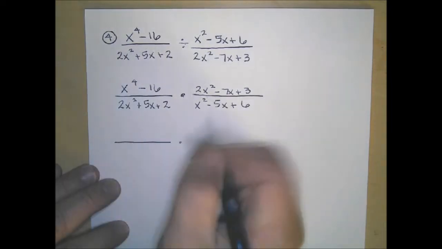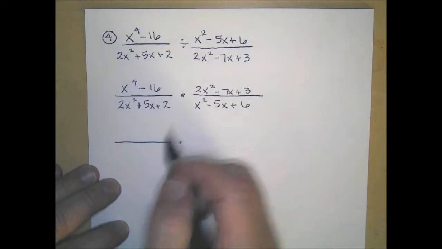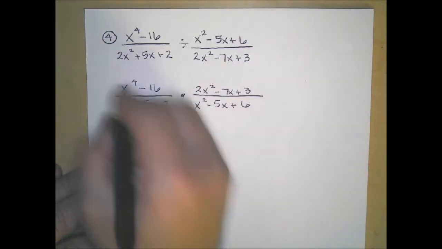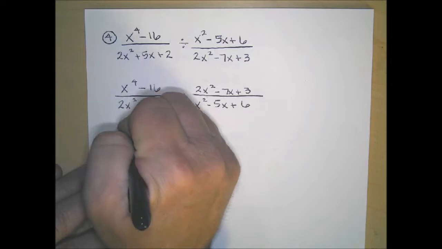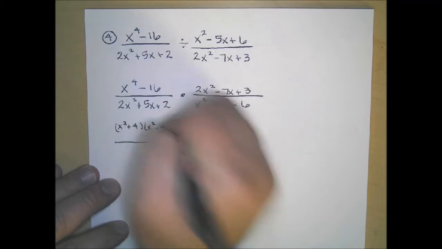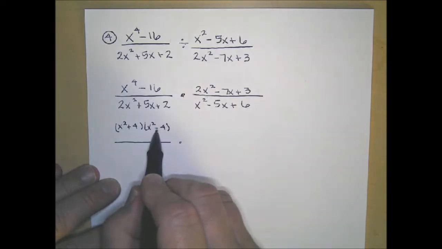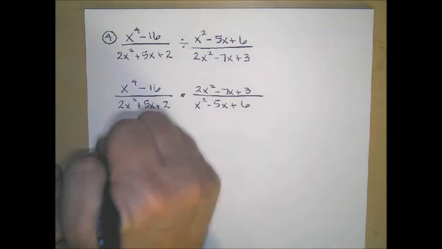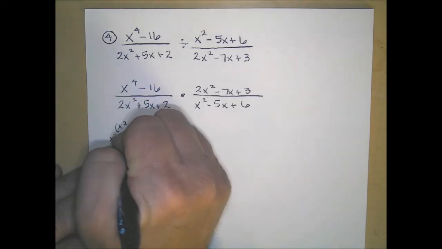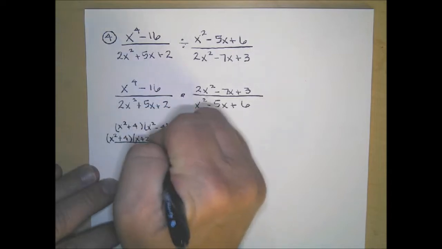So the first fraction, the numerator, x to the 4th minus 16. Now this is a difference of perfect squares as it is right here. So I'm going to say x squared plus 4, and I'm going to say x squared minus 4. But this x squared minus 4 is also a difference of perfect squares, so this part of it can actually go down one level further. So it would be x squared plus 4 times x plus 2 times x minus 2.